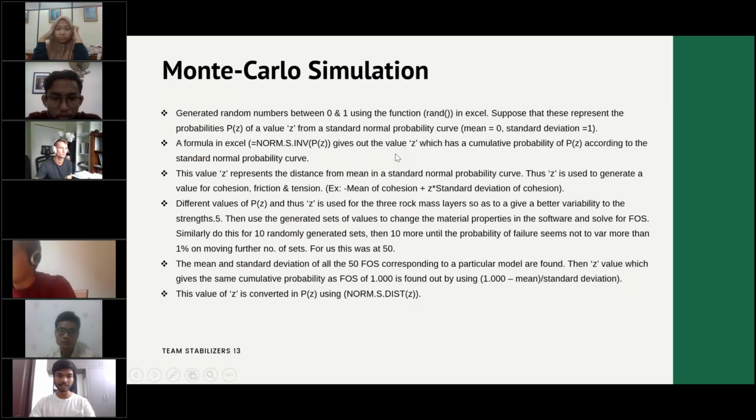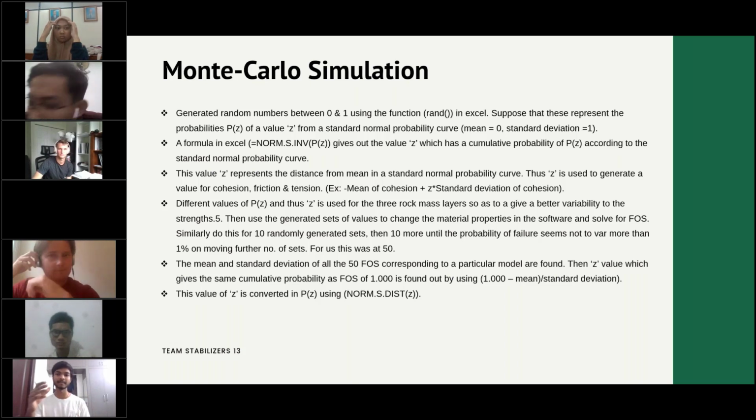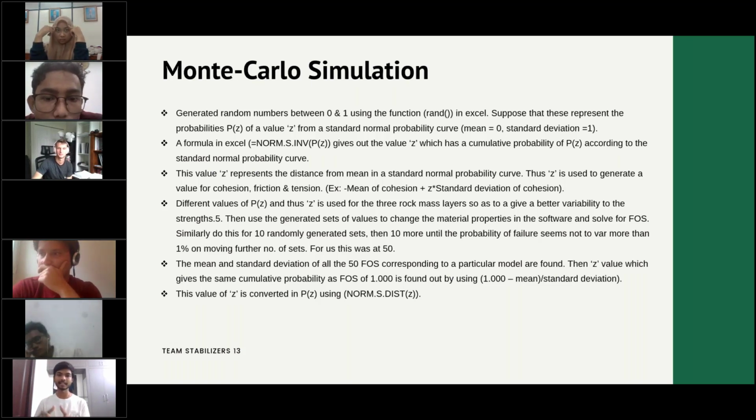Now coming to the Monte Carlo simulation, we generated random numbers. The whole Monte Carlo simulation is based on the standard normal probability curve and the conversion of any normal probability curve into a standard normal probability curve, that means mean 0 and standard deviation 1. We generated random values and assumed that these are the cumulative probabilities of an imaginary number z on a standard normal probability curve's horizontal axis.